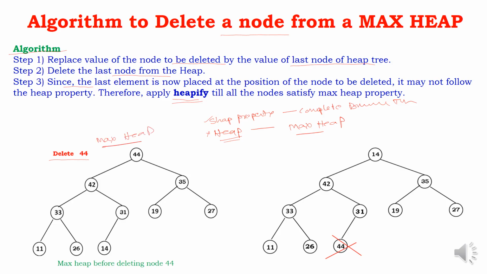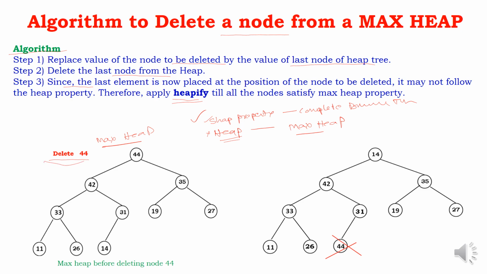Max heap. See here, it is satisfying shape property and heap property. Shape is just like a complete binary tree, and in the heap, 44 is greater than 42 and 35. 42 is a parent; its children are 32 and 31, so it is greater than its children. Then 33 is greater than 11 and 26. 31 is greater than 14 and 35 is greater than 19 and 27. Everywhere, the parent is greater than its children.